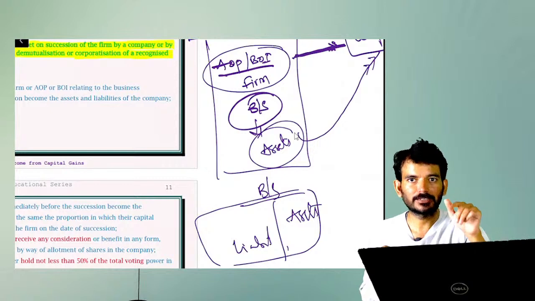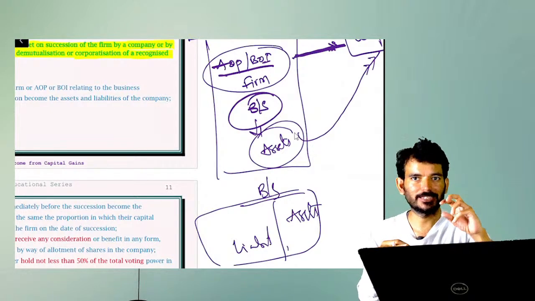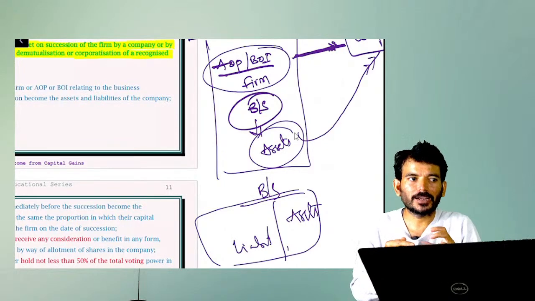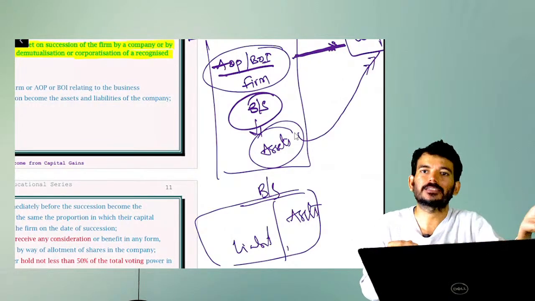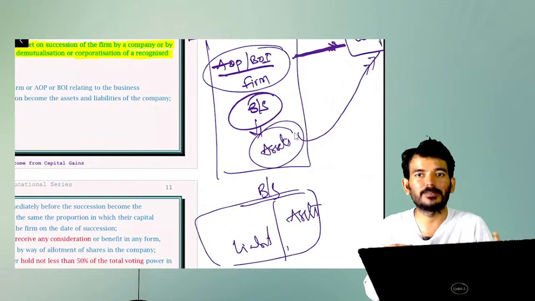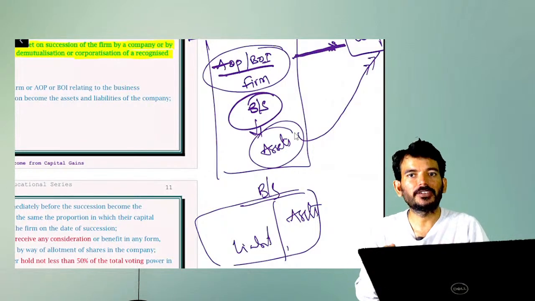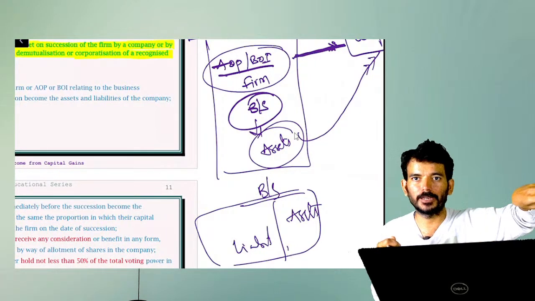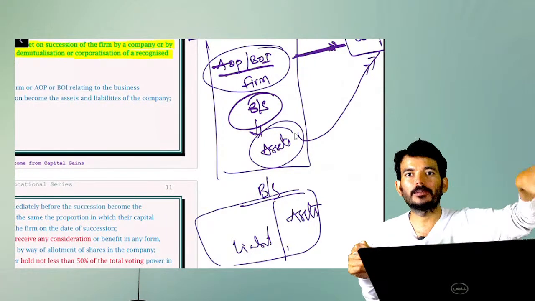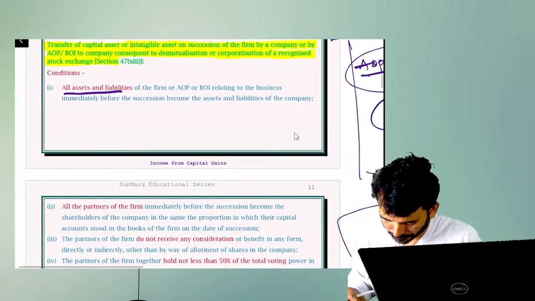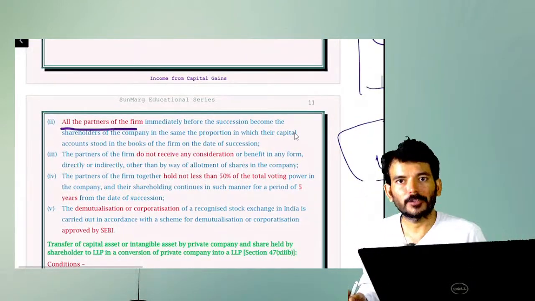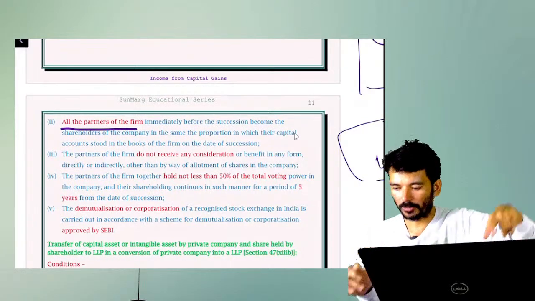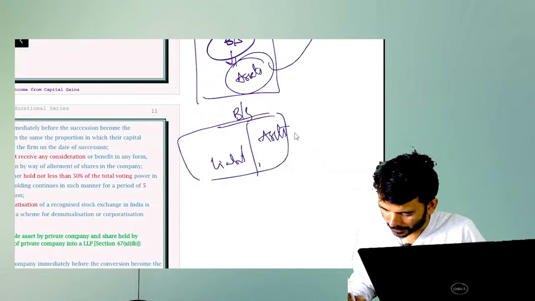See, in Ind AS 103, business combination, it is CA final level. I think CMA final level also you will have this. So it is not like you are selling a business, you are selling an asset, right? Selling an asset is different from selling a business. So they are saying if your intention is really to get converted from a firm to a company, all the assets, all the liabilities should go to the company. All the partners of the firm immediately before the succession should become the shareholders of the company. We'll take an example. There is a firm.